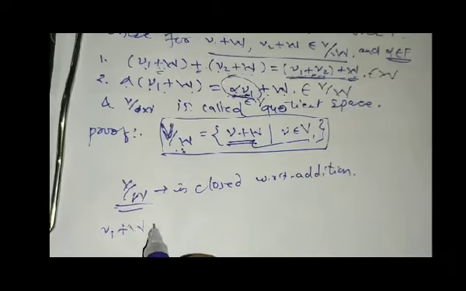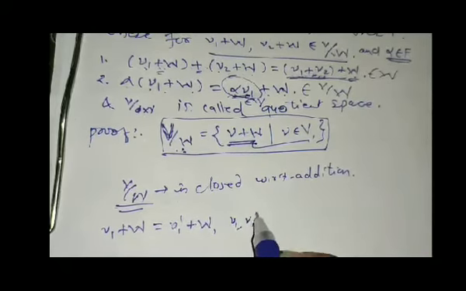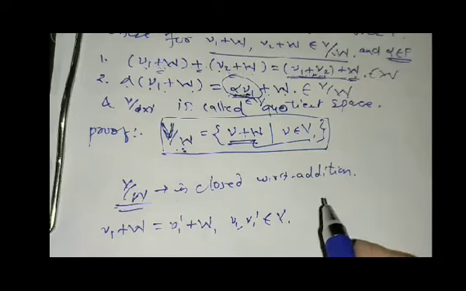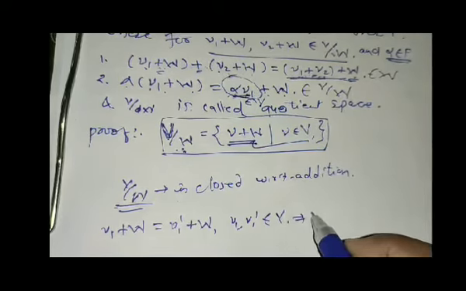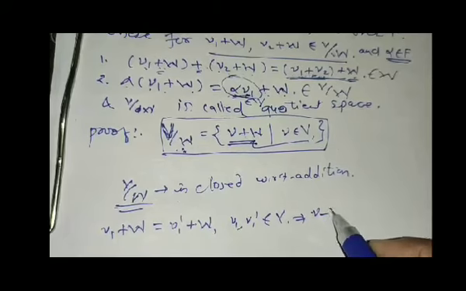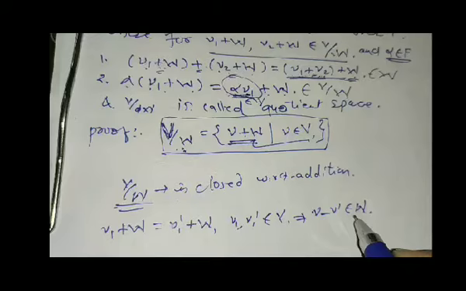v1 + W and v1' + W for v1 and v1' belonging to V. In the previous lecture, the third lecture, we have discussed this. The meaning is that v1 - v1' must belong to W.